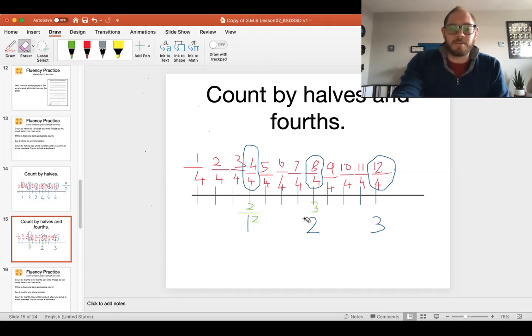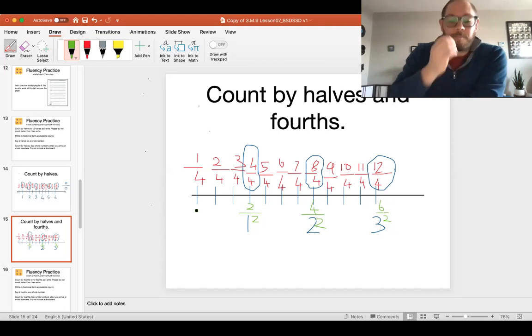How do I erase this? Oopsie daisy. There we go. I'm sorry about that. All right, our next whole would be 2 times 2 is 4. 4/2. And our next one, 3 times 2, because we're counting by halves, would be 6 halves. There we go.